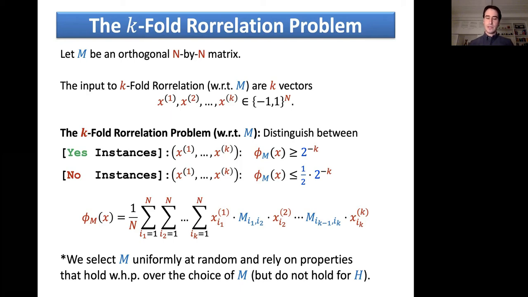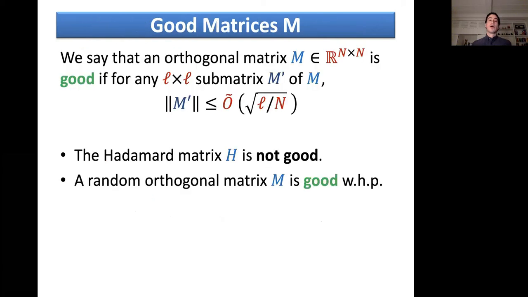The second difference is the threshold that we chose for yes and no instances. This is for some technical reasons that I will not get into. What do we want from the matrix M? Recall the matrix M should be an orthogonal n by n matrix. We say that such a matrix is good if any L by L submatrix of it has spectral norm roughly square root of L over n. And we want this to hold for all values of L between 1 and n.